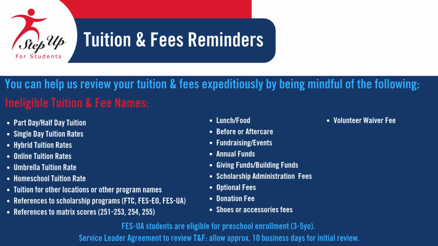As you enter tuition and fees, avoid using ineligible names or charges. Examples include lunch, before or after care, fundraising, optional fees, donation fees, and scholarship administration fees. Also, avoid references to scholarship programs or matrix scores in fee names. Initial tuition and fee review may take about 10 business days.